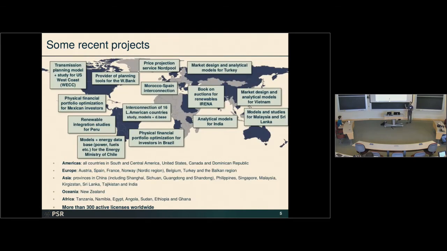So this is what we've been working on around the world. So we have a lot of projects in many countries that we painted in blue. We really like to get a new project in a new country so we can paint another country in the map. These are some countries we're working for, and more than 300 active licenses of software besides studies that we have been doing worldwide.